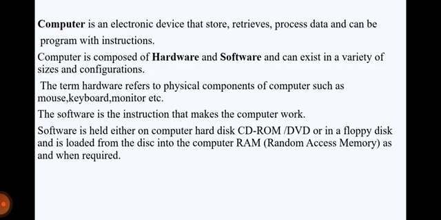Computer is an electronic device that stores, retrieves and processes data and can be programmed with instruction. Computer is composed of hardware and software and can exist in a variety of sizes and configurations. The term hardware refers to physical components of computer such as a mouse, keyboard, monitor, etc. The software is the instruction that makes the computer work.